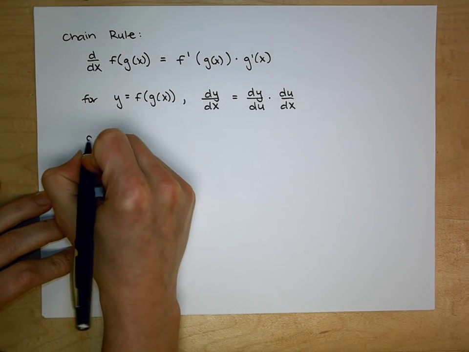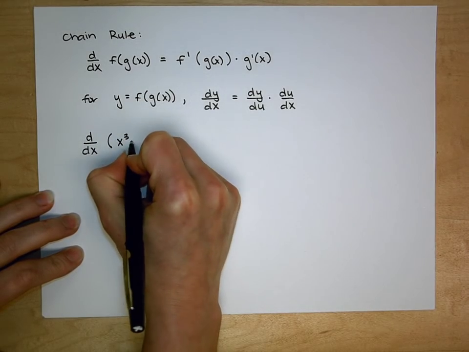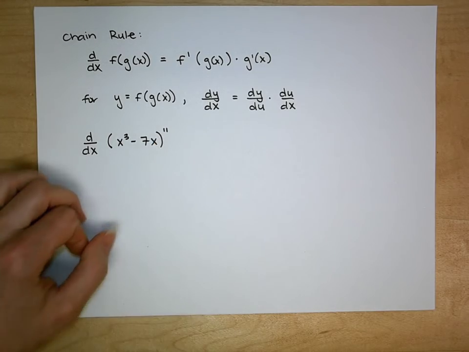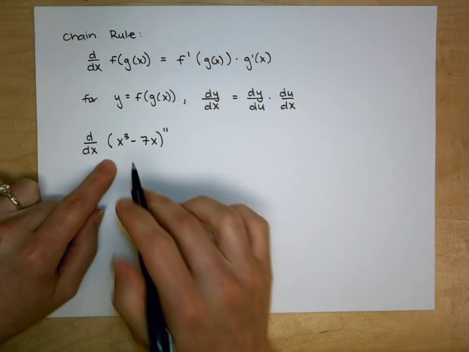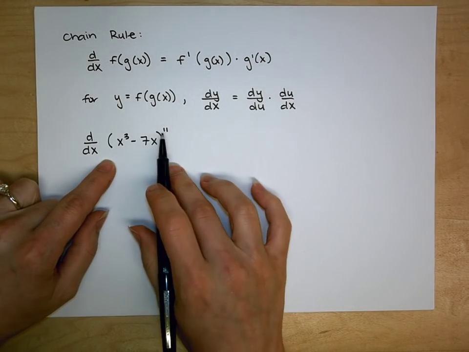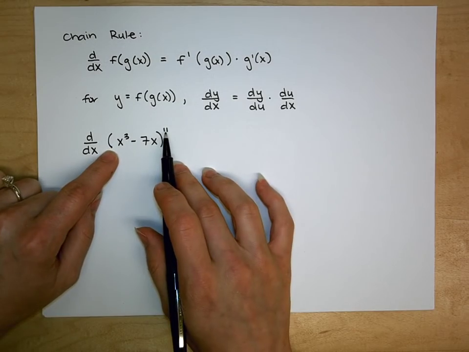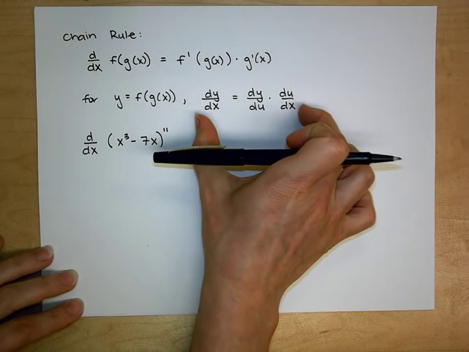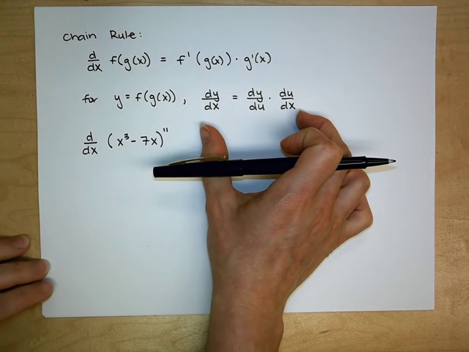Let's say that I want to take the derivative of x cubed minus 7x, and let's go ahead and raise that to the 11th power. Now I could do this one without using the chain rule, but I would have to expand this whole thing to the 11th power. That would take a while. So I'm going to use the chain rule, and let's go ahead and use this idea, because this is going to help us branch over to the idea of substitution.